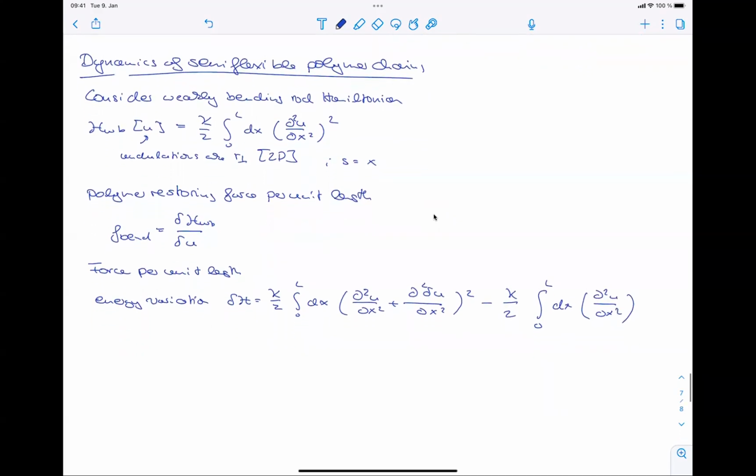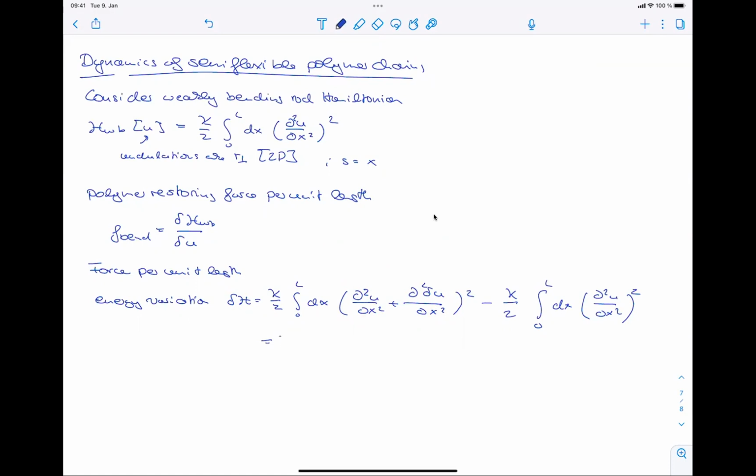And so this is a quadratic term. Oh, sorry, there's a square missing. So this is a quadratic term, and these undulations are small. So the quadratic term here we can neglect. What is actually governing the variation in the Hamiltonian is the cross term originating from this factor.